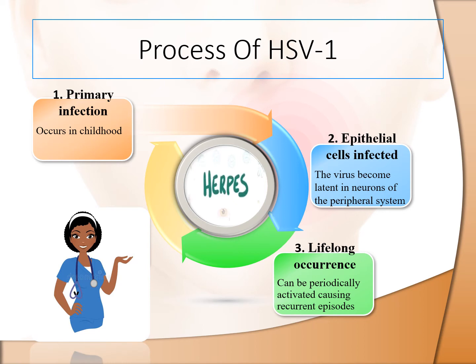Here's just the process of HSV1. First you have the primary infection, which occurs in childhood. And then you have the epithelial cells infected. So the virus becomes latent in neurons of the peripheral system. Then you have the lifelong occurrence. So it can be periodically activated, causing recurrent episodes.